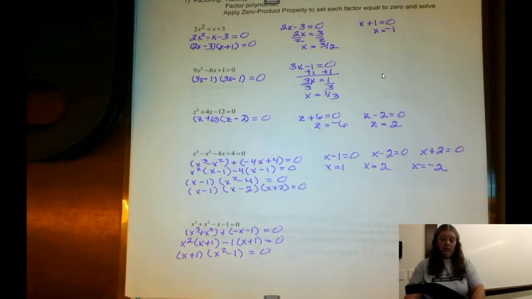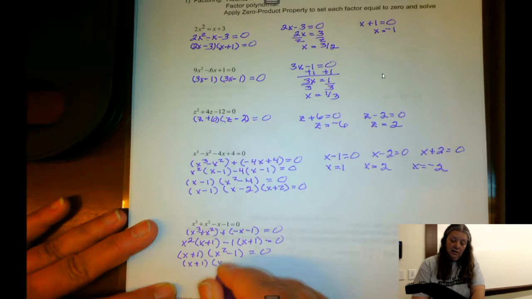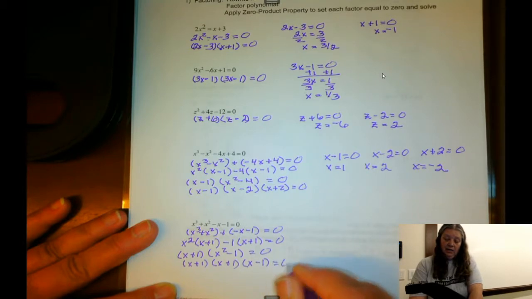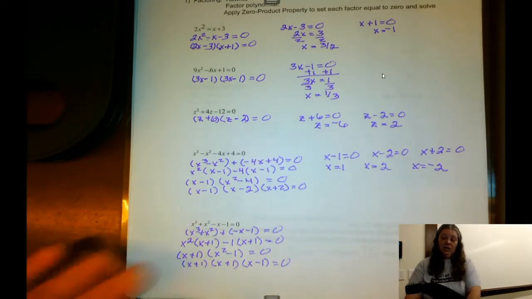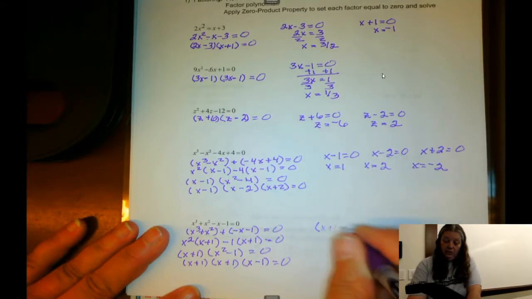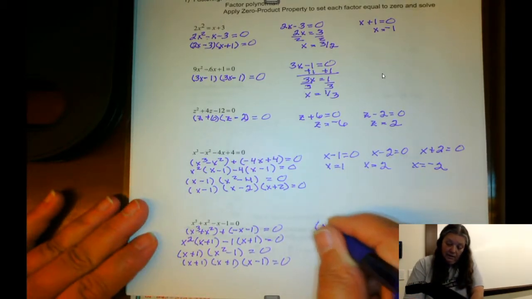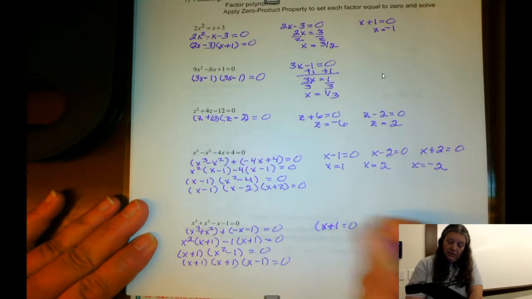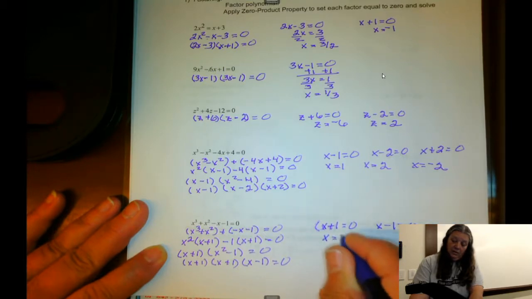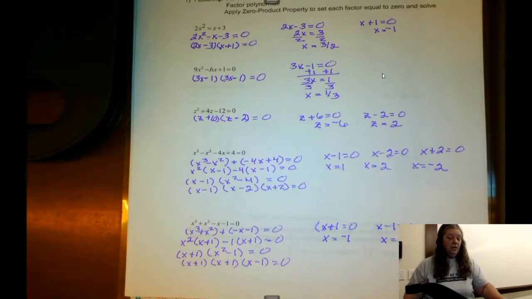However, we can factor x squared minus 1. So we have x plus 1 times x plus 1 times x minus 1 equals 0. X plus 1 is a factor twice, so we're just going to use it once. So we have x plus 1 equals 0, and x minus 1 equals 0. So x equals negative 1, and x equals positive 1.